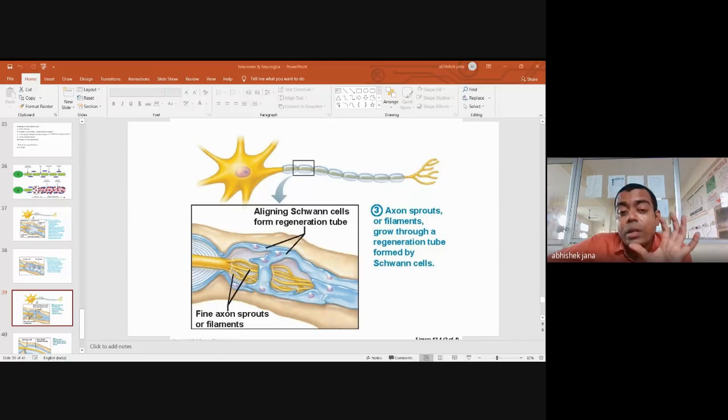Of these 100, only one will develop, grow up, and ultimately fill the entire endoneurial tube on the distal side. You can see over here, that's a very interesting part. Okay, next, if you can see this mechanism, take a look at this part.